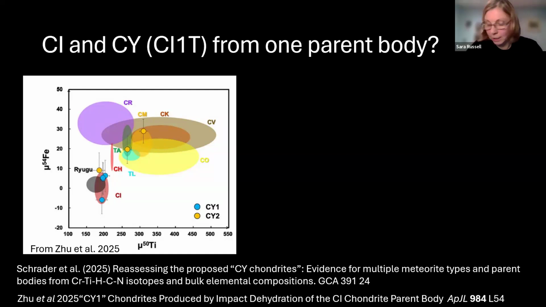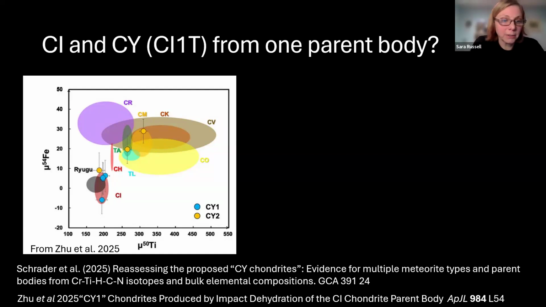There was a fantastic review of nucleosynthetic isotopes by Christoph Burkhardt a while ago that gave a great Ed Scott lecture. So I'm not going to go into that now. All you need to know is if it plots in a different part of this diagram, then it may be from a different parent body. And similarly, if it plots in the same part, it may be from the same parent body.